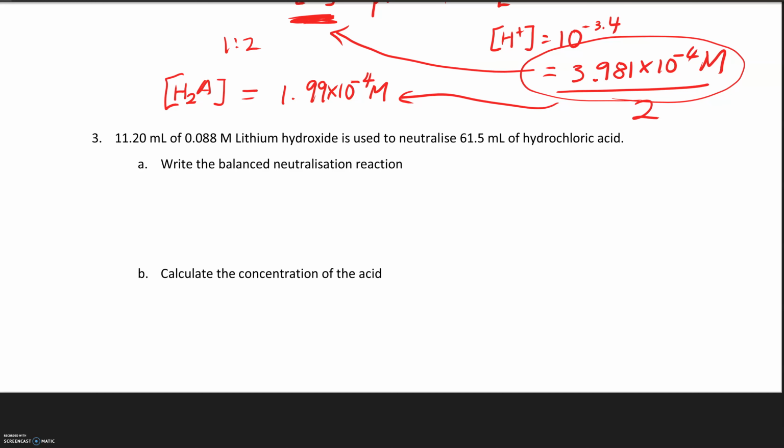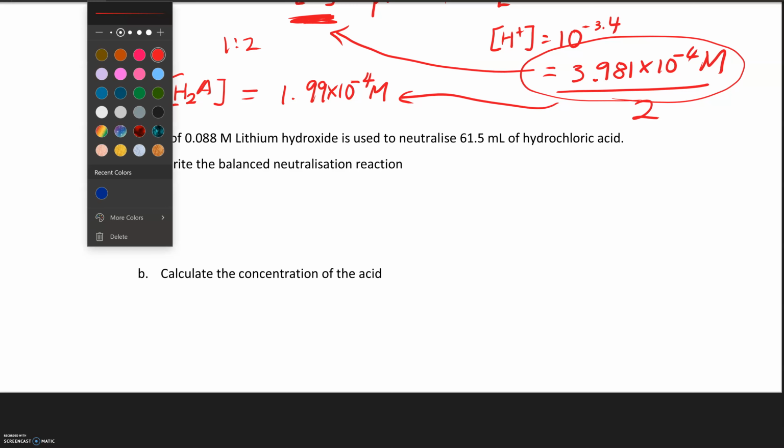Okay, let's work on number 3. Now, number 3: 11.20 milliliter of 0.088 molar lithium hydroxide is used to neutralize 61.5 milliliter of hydrochloric acid. Now, to make things easier, let's make certain aspects of this question easier.